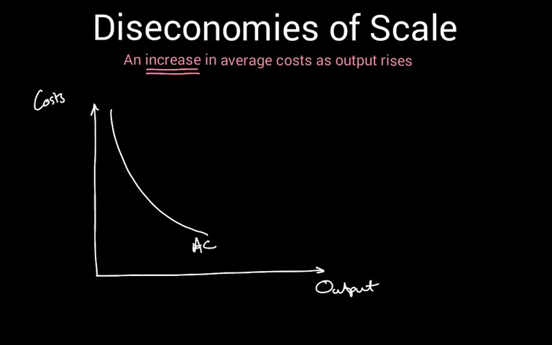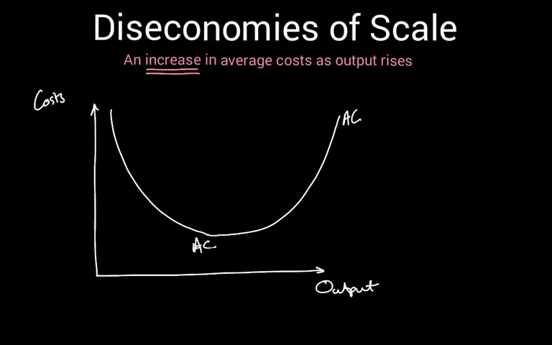Now, those are great, but there comes a point where a business becomes too big and the output increases too much. And what happens is that we start to suffer from diseconomies of scale, which is what this video is going to talk about. Diseconomies of scale means that as the business continues to increase output, the average costs then start to rise again. And what that does is it generates a U-shaped curve like this.